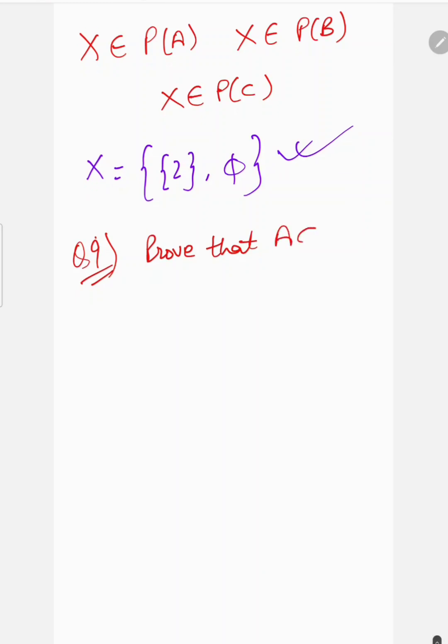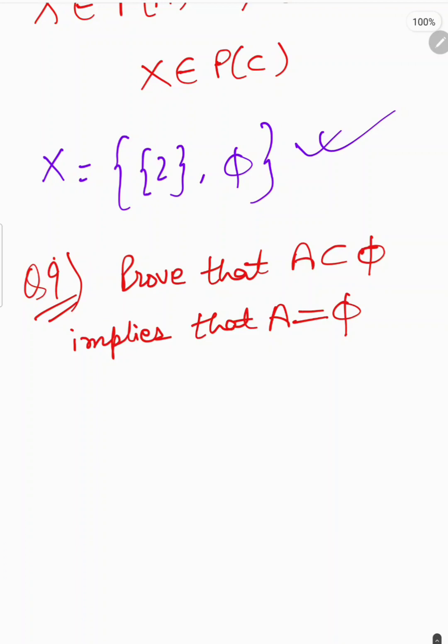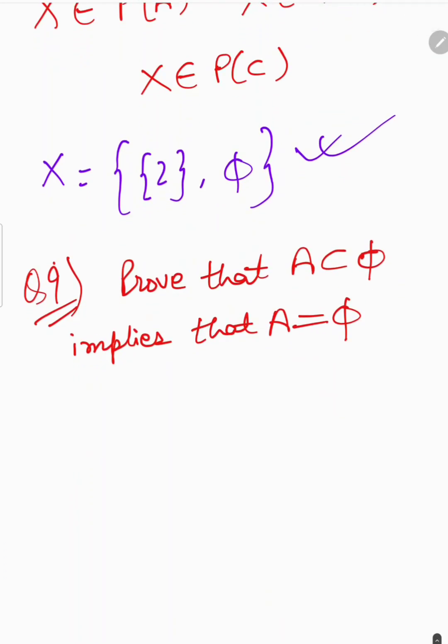Prove that A is a subset of phi implies that A is equal to phi. Prove that A is a subset of phi implies that A is equal to phi. Very, very easy question, right?